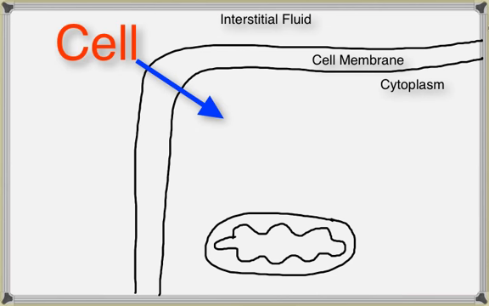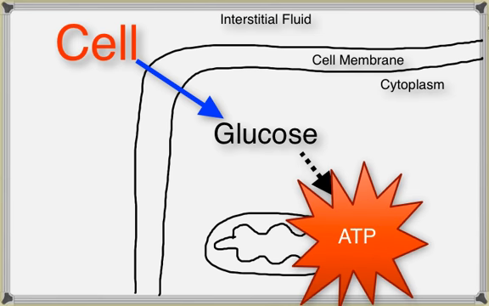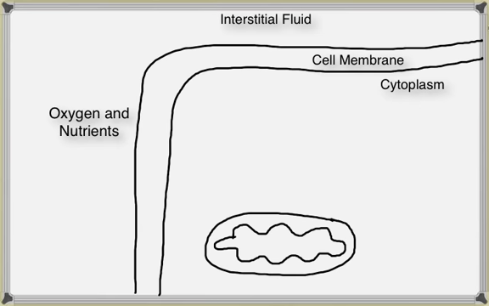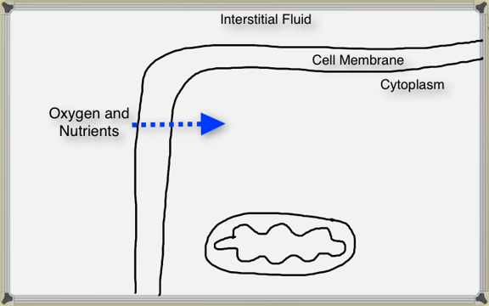Cells are little factories that break down organic molecules like glucose to obtain energy, which can then be used to create ATP. The reactions in the mitochondria provide most of the energy needed by the typical cell. Oxygen and nutrients are both required to carry out these reactions. Oxygen is absorbed in the lungs and the nutrients are absorbed in the digestive tract. Oxygen and nutrients are carried through the bloodstream and into the tissues where the cells will then absorb them and use them in these reactions.